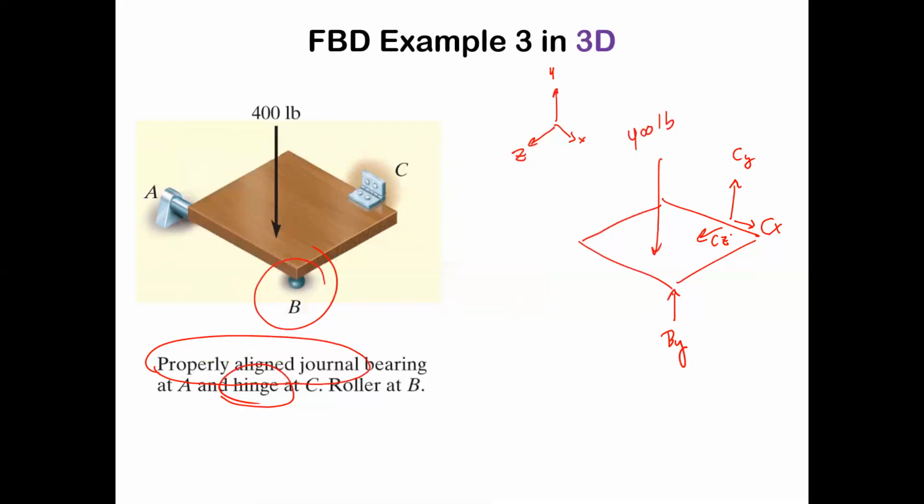So this allows us to solve it. At A, we're going to have this properly aligned journal bearing. Again, that's going to anchor it in the vertical and horizontal directions, Y and Z. So we're going to have an AY and AZ there. 1, 2, 3, 4, 5, 6 unknowns. We could solve it. If it wasn't properly aligned, you'd have extra reaction forces, and you wouldn't really be able to solve this.